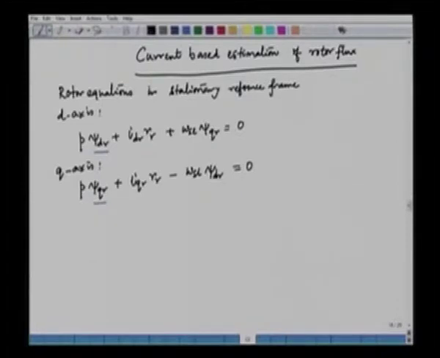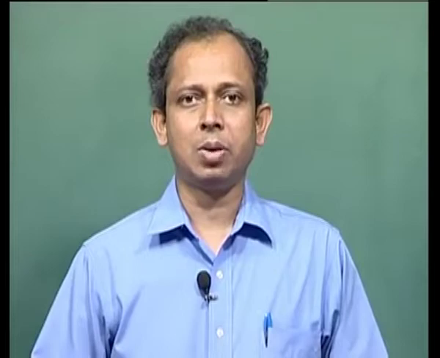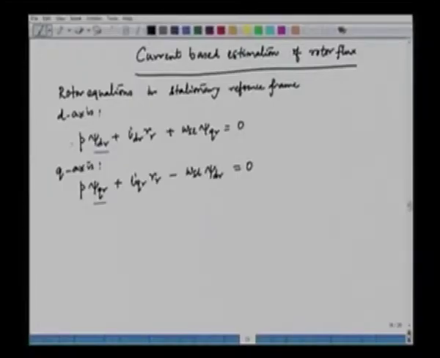So let us do some mathematical rearrangement to these two equations. We will first take up the D axis equation and do some mathematical readjustment, and then we will do the same thing for the Q axis equation. We can rewrite this equation: IDR RR plus P psi dr plus omega SL psi QR.